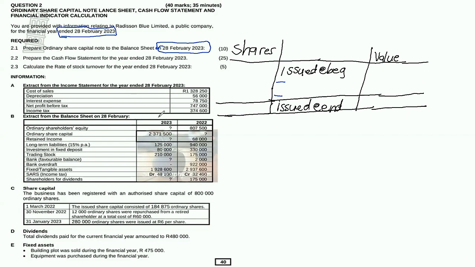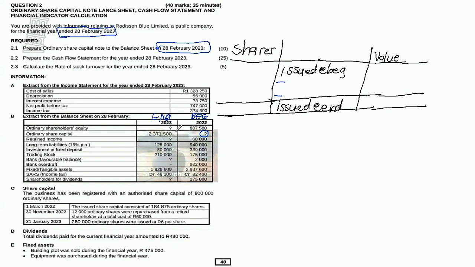So we have 2023 as our balance at the end, right? And then we have our balances on 2022, which are balances at the beginning. Right. Now, ordinary share capital. So at the beginning, our ordinary share capital was what? A question mark. It means it's our balancing figure.